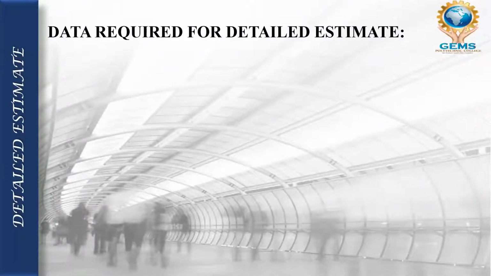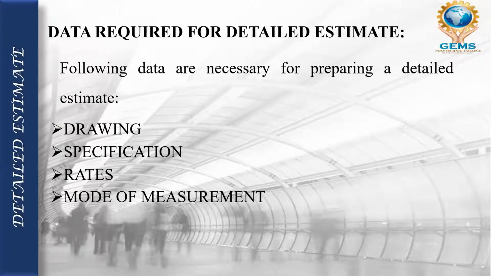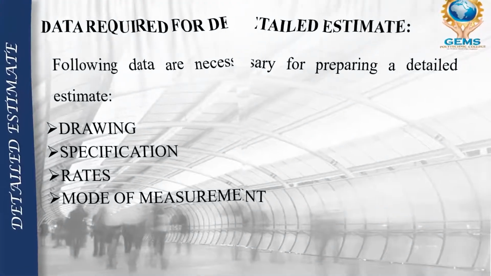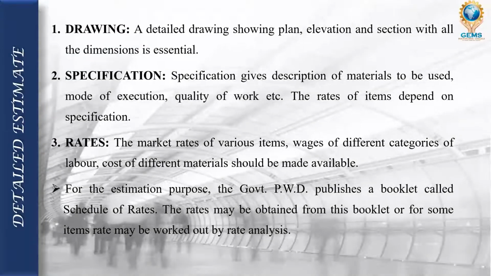So, data required for a detailed estimate. The first thing is we need drawing, then specification, then rate, then mode of measurement. Drawing means we need the plan, elevation and section with all the dimensions. That is essential. So the first one is drawing: the plan, elevation and section.